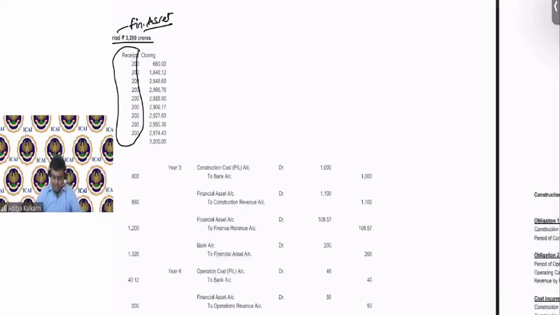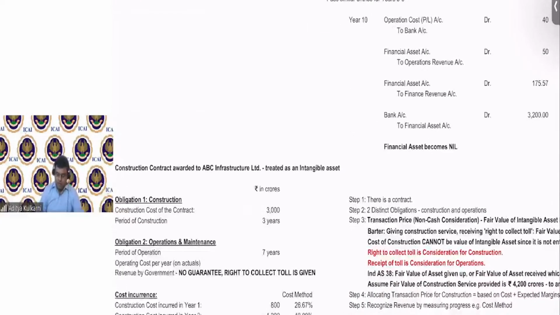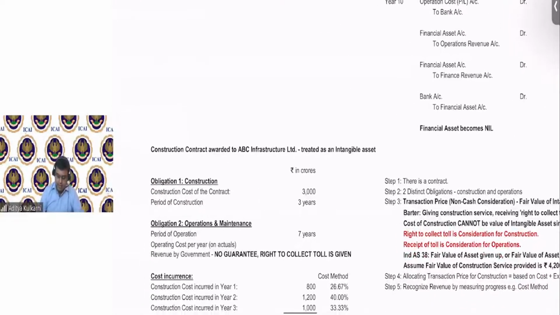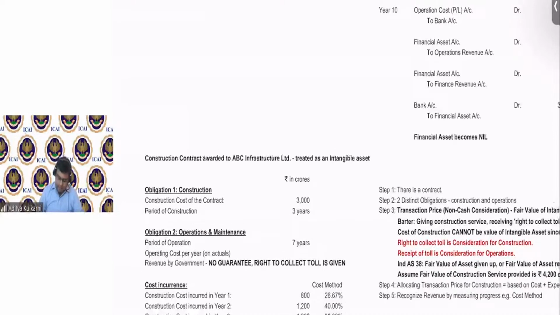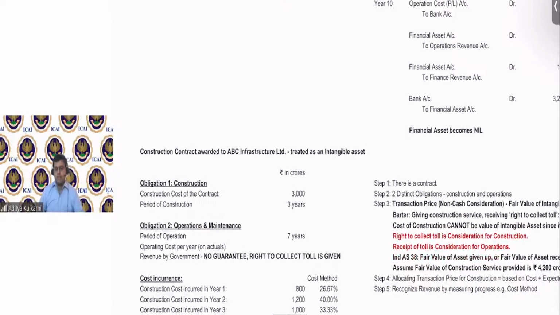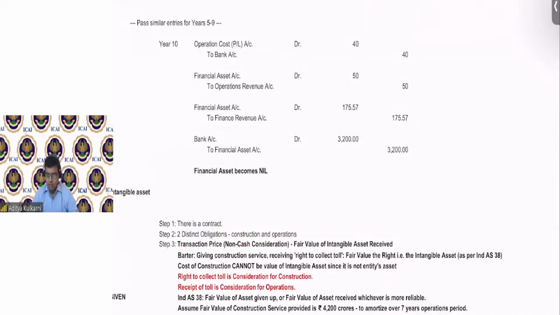Sir, what if it is an intangible asset? Amounts are not fixed. So what are you going to do? You have construction of the contract as an obligation, number one. Second one is operation and maintenance. So 2 obligations are there. Government has not granted any revenue. It's just a right to collect toll that is given. So cost incurrence is 800, 1200 and 1000, same as earlier. Both are distinct. So these are our opening entries that we have passed.